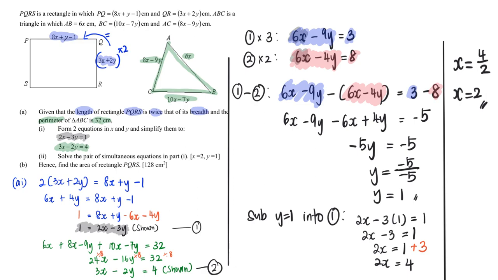Hence, find the area of the rectangle PQRS. And from here, I will be able to get the length. So if you can see here, now I know my x. x is 2, y is 1. So I will be able to get the length of my PQ, which would then be 16. And my breadth will be 3 times 2 plus 2 times y, which is 8. And therefore the area would then be 16 times 8. So area, part B, the area of this rectangle will be 16 times 8, 128 cm square.